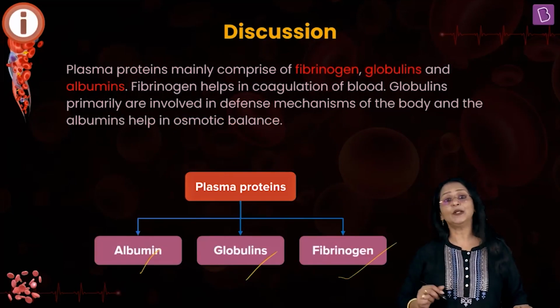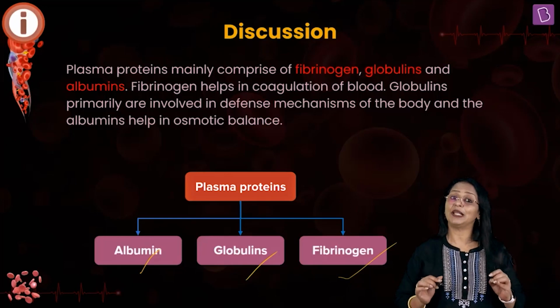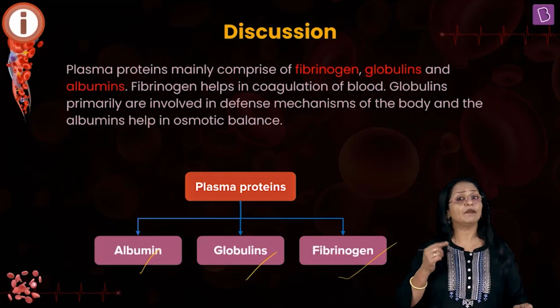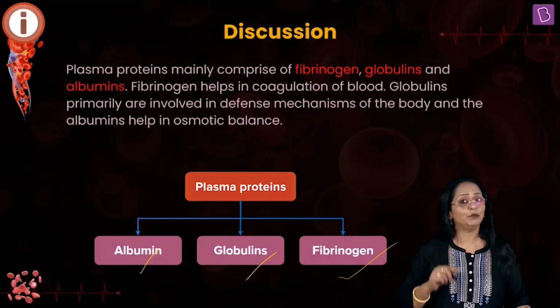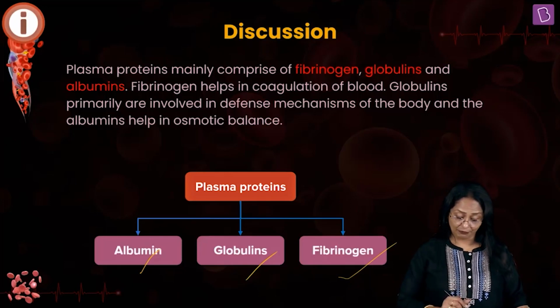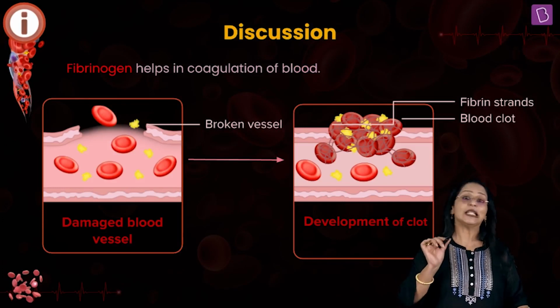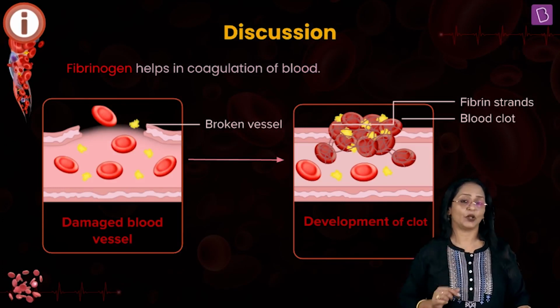Now, what do the albumins help in? The albumin help in maintaining the osmotic balance of the blood. Globulins play a very important role in the immune response of the body. But fibrinogen is the protein that helps in blood clotting.